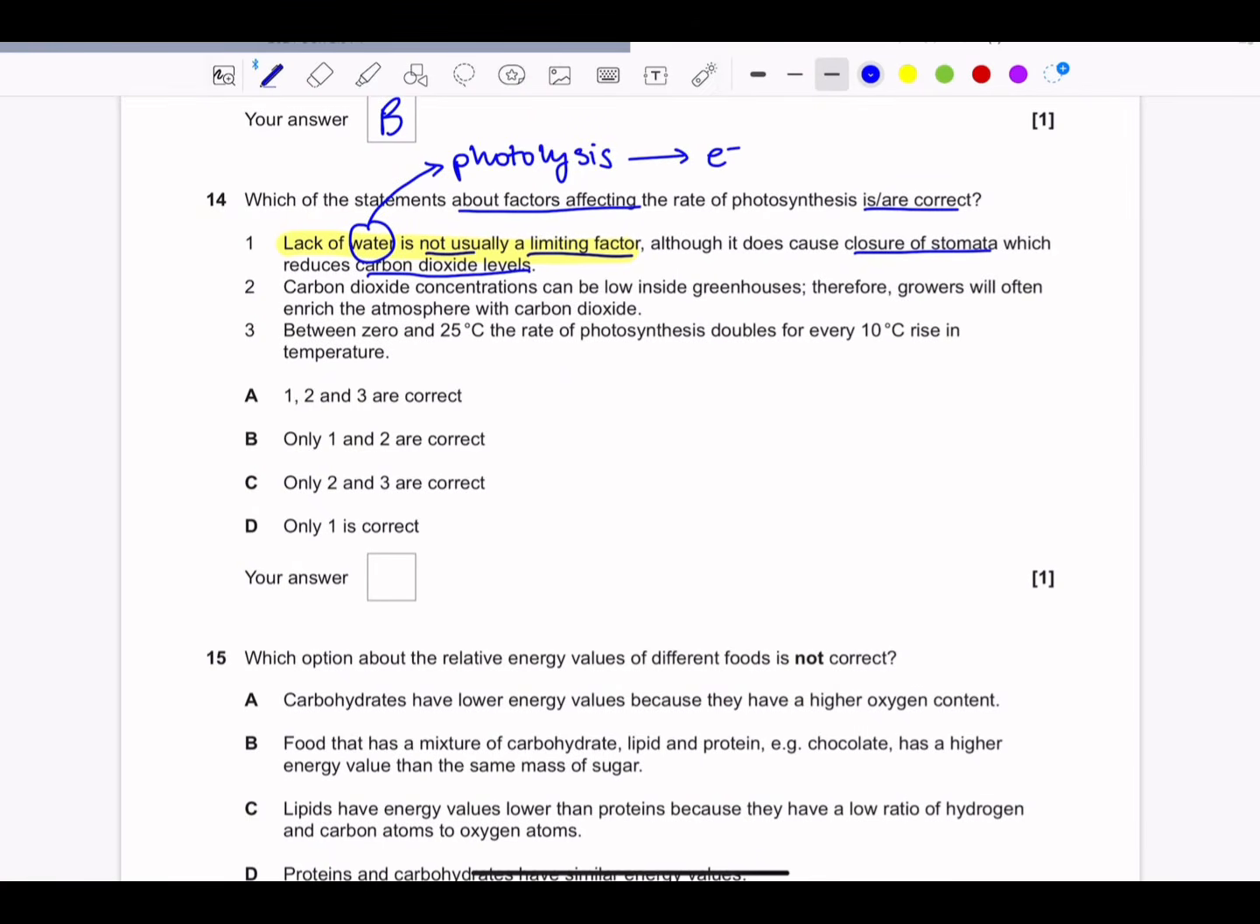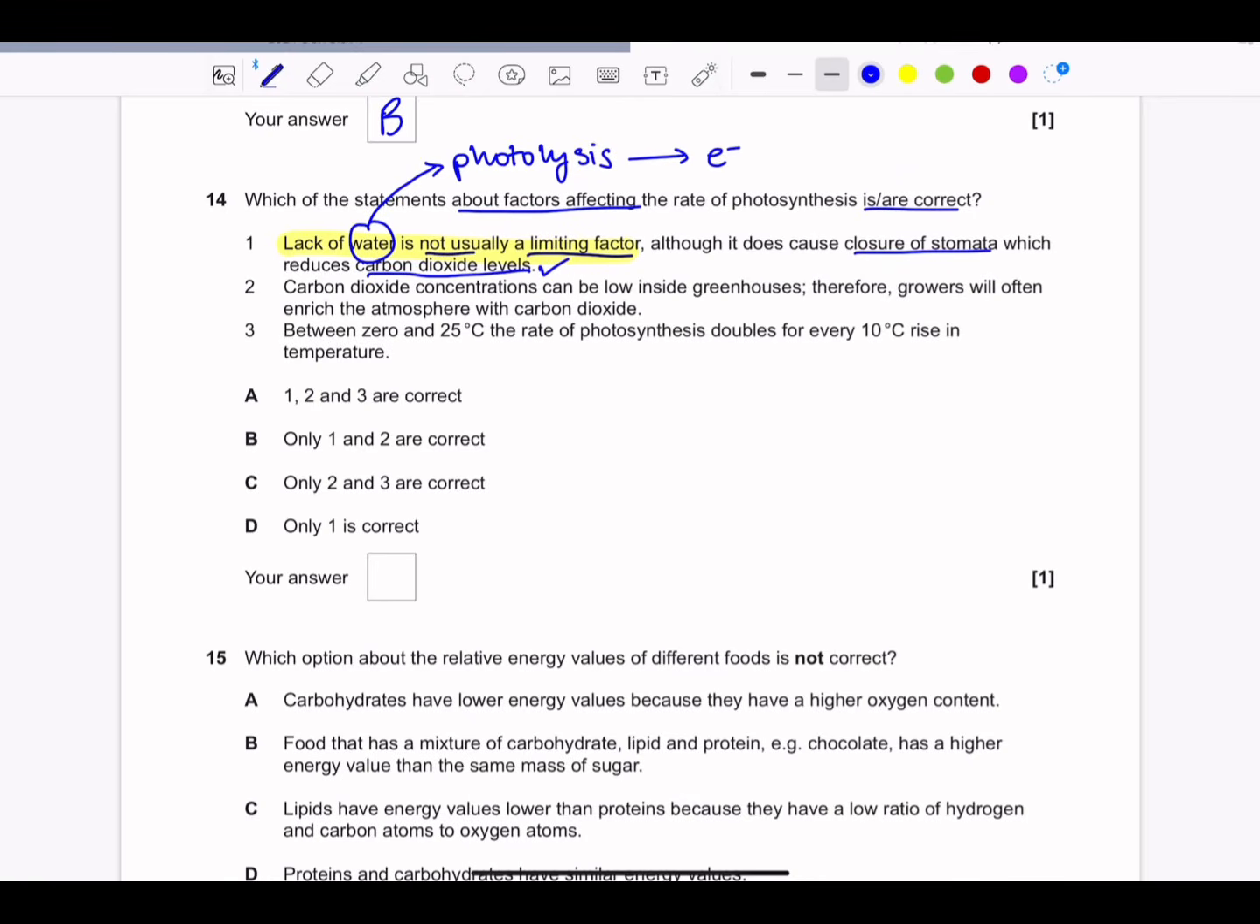That is when water is needed, but it is not needed if it's cyclic photophosphorylation, because in cyclic, the electrons are returned back to the photosystem. So water does not play a role in that. Therefore, it is not usually a limiting factor, which makes the statement true.